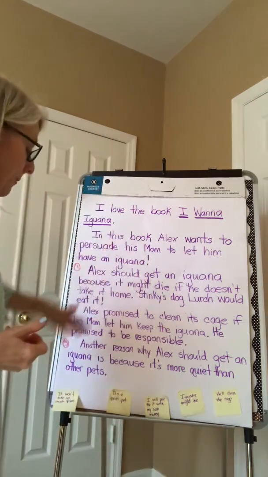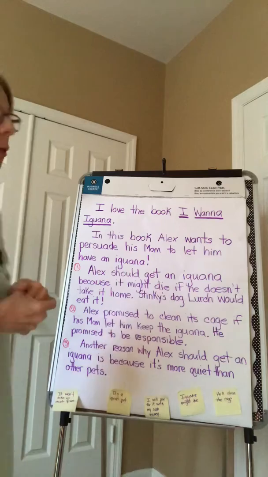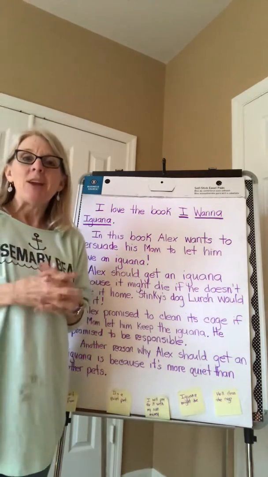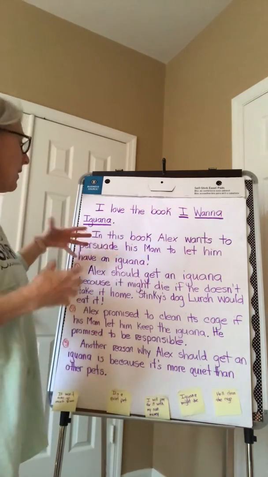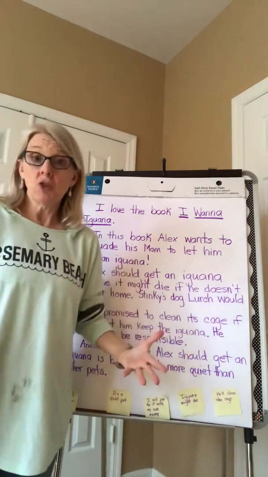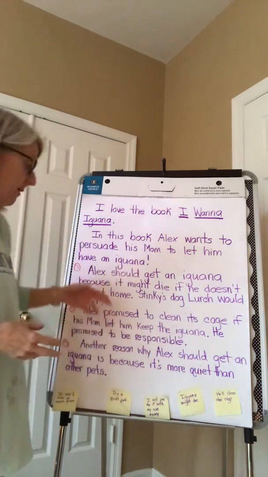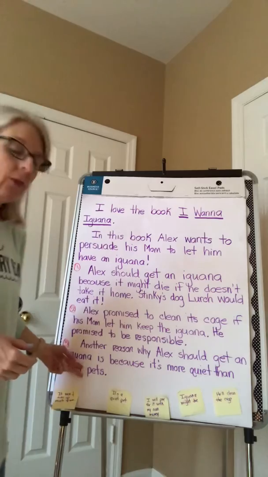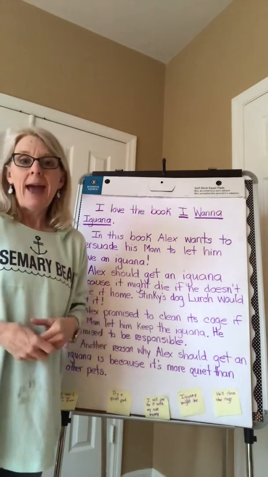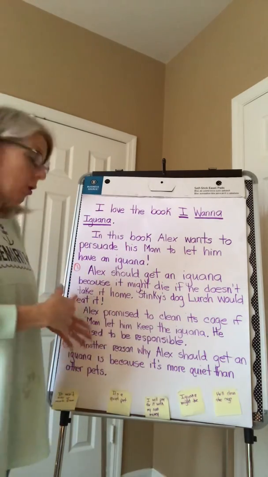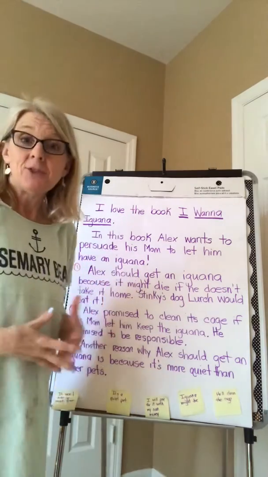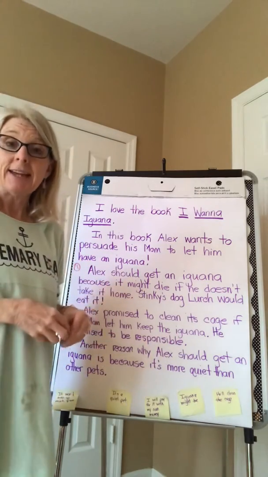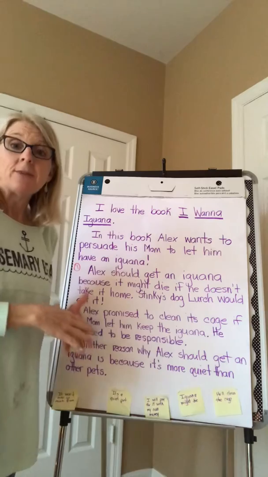And remember that we read books, and we read the book I Wanna Iguana, and then we stated our opinion that we think his mom should let Alex have an iguana. And then we listed the 3 proofs that we had to show why we think that he deserves the iguana according to the text. So that was the persuasive writing.